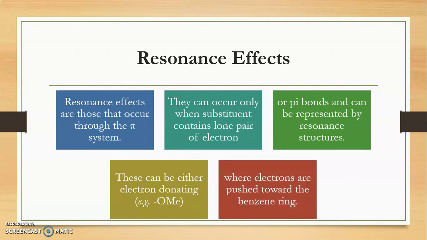Now electron donating, for example, if methoxy group is present, these types of the groups shows electron donating resonance effect, where electrons are pushed towards the benzene ring. Means like inductive effect, if inductive effect is electron donating, then electrons are pushed towards the benzene ring. Similarly, if resonance effect is electron donating, then in that case also the electrons are pushed towards the benzene ring.